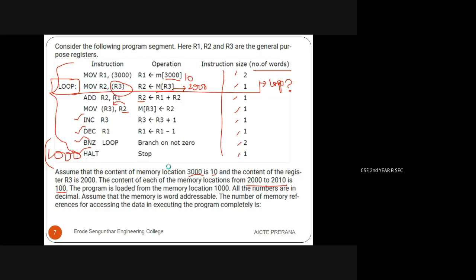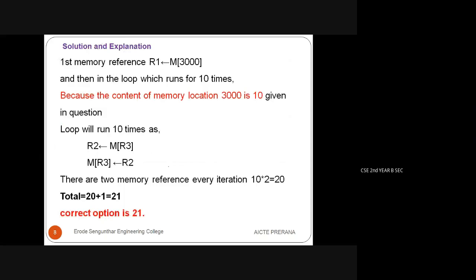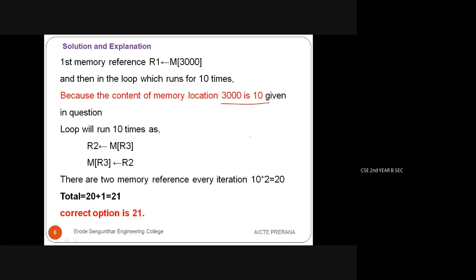So here is the solution which is provided. First memory reference: R1 implies M of 3000, right? And this loop runs for 10 times. Why? Because the content of memory location 3000 is 10. It is already mentioned in the question.